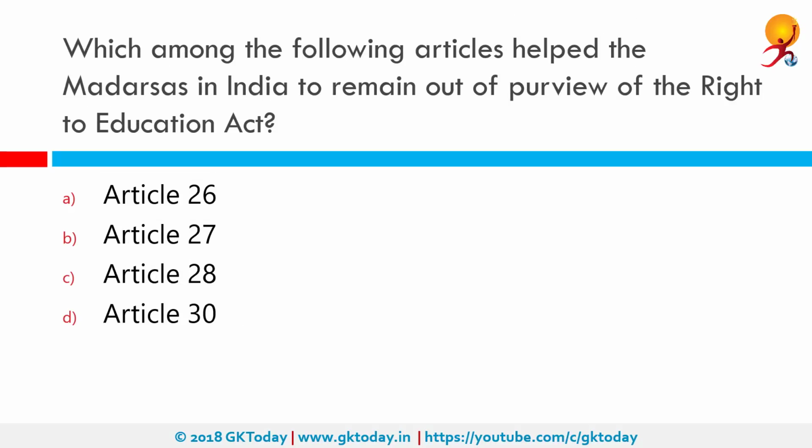Which among the following articles help the madrasas in India to remain out of purview of the right to education? The correct answer is Article 30, which is called the Charter of Education Rights. Madrasas are administered by Article 30, and Article 30 mandates that all minorities, whether based on religion or language, shall have the right to establish and administer educational institutions of their choice. Article 30 provides an absolute right to linguistic and religious institutions, and at the same time they can also claim grant in aid without any discrimination.